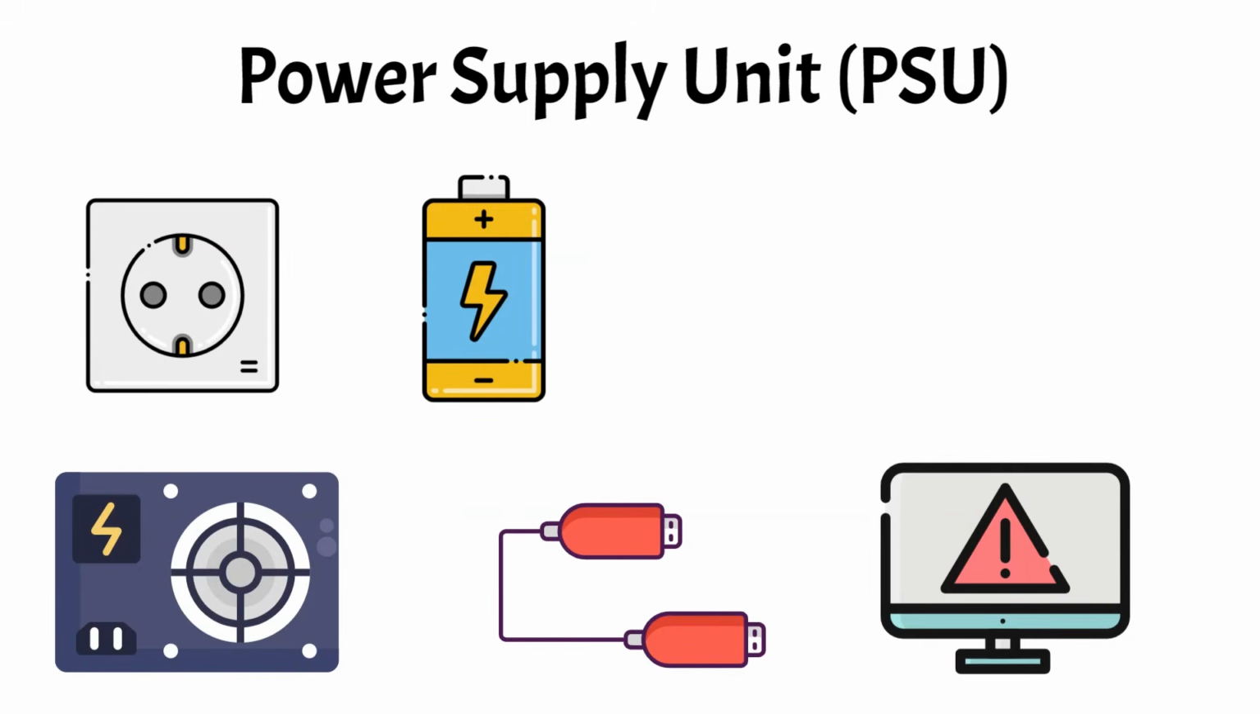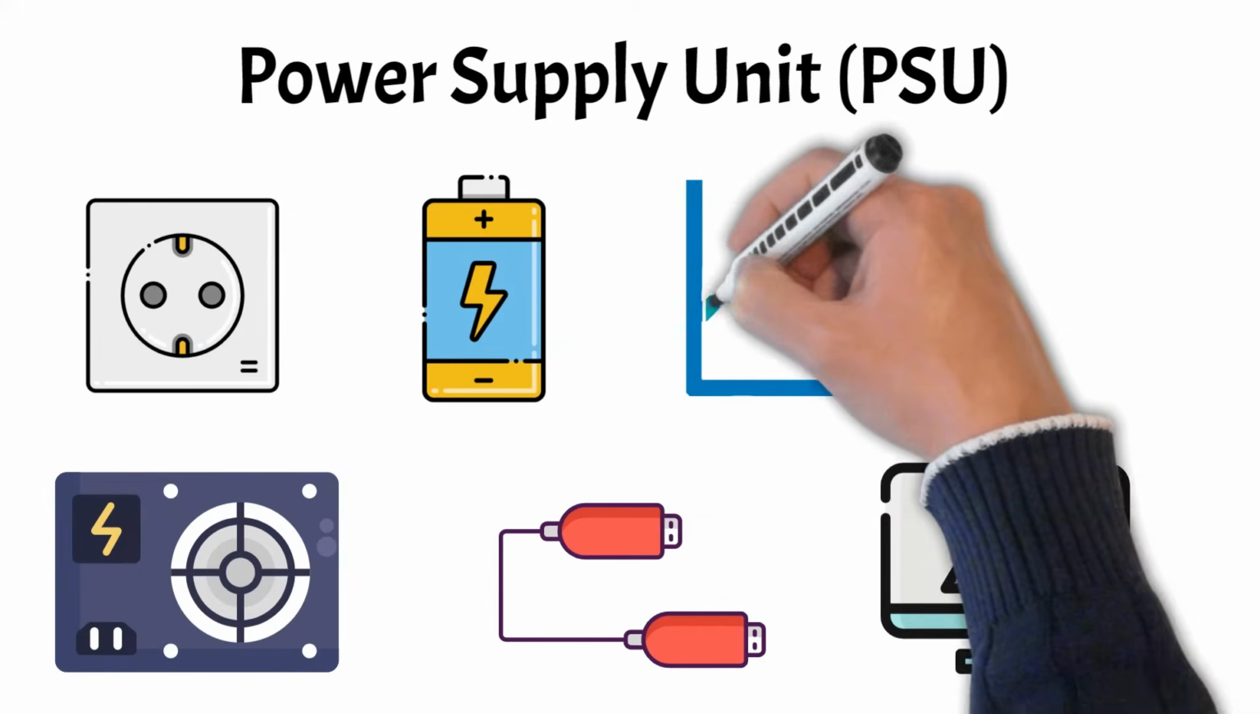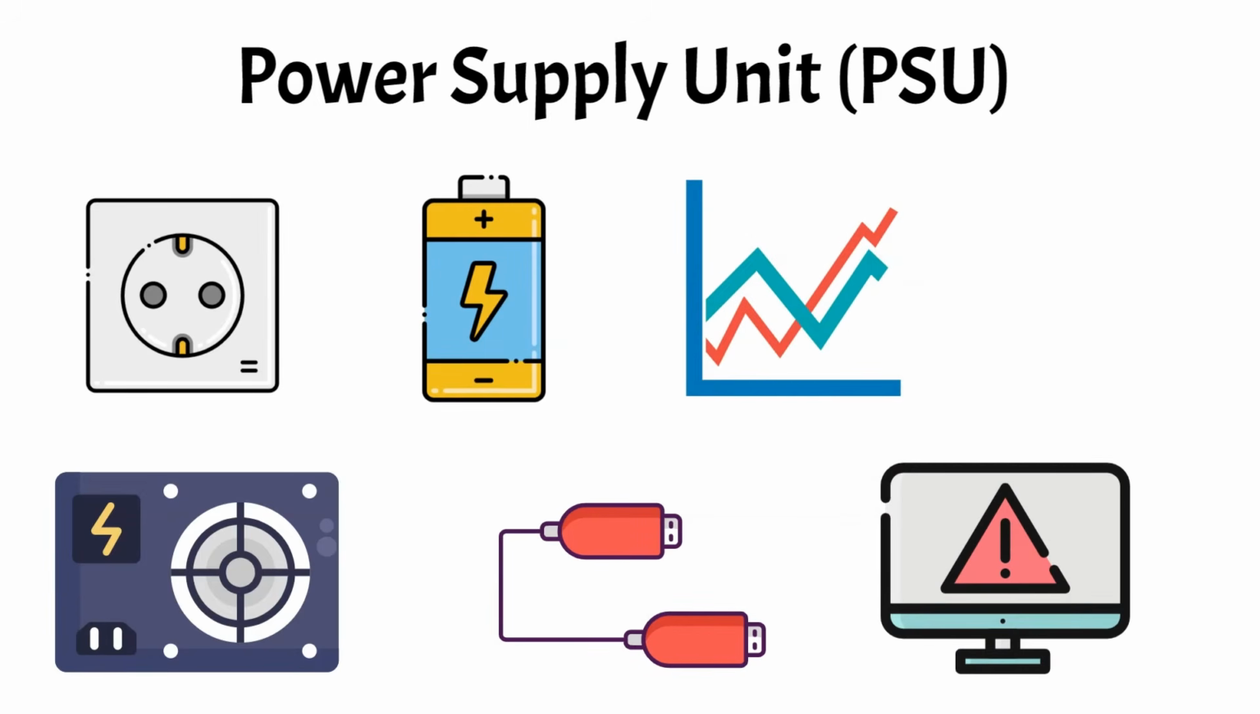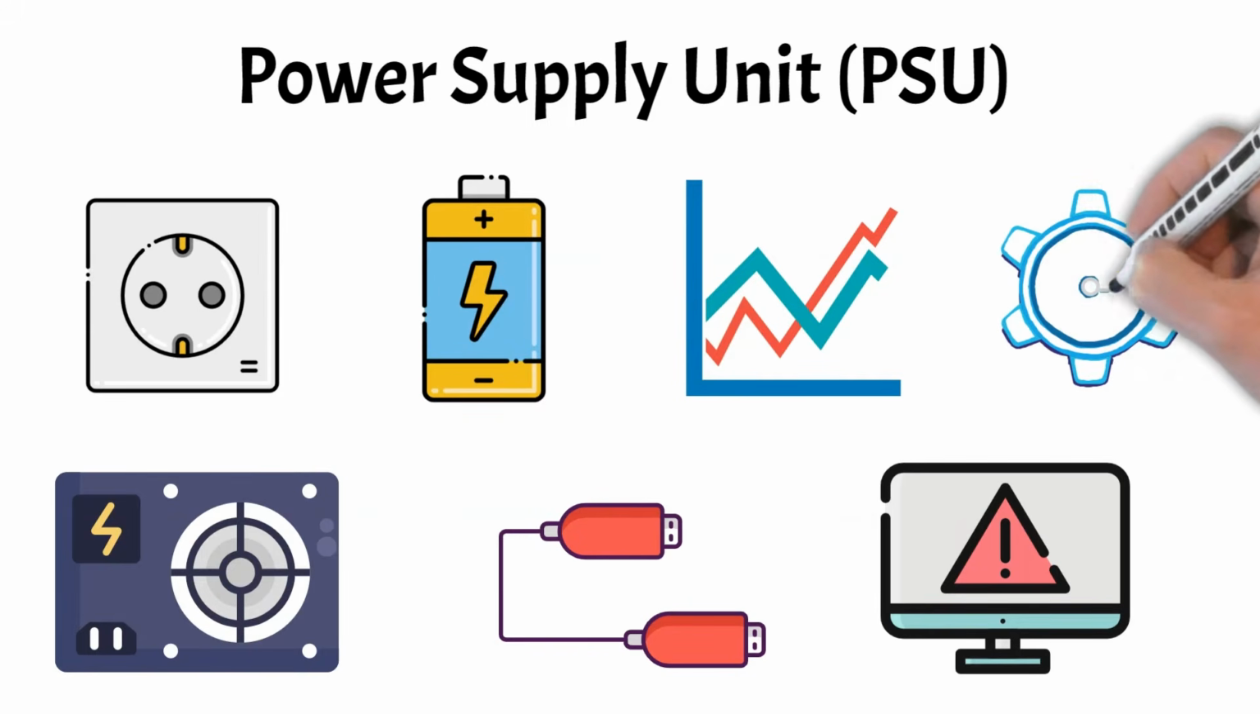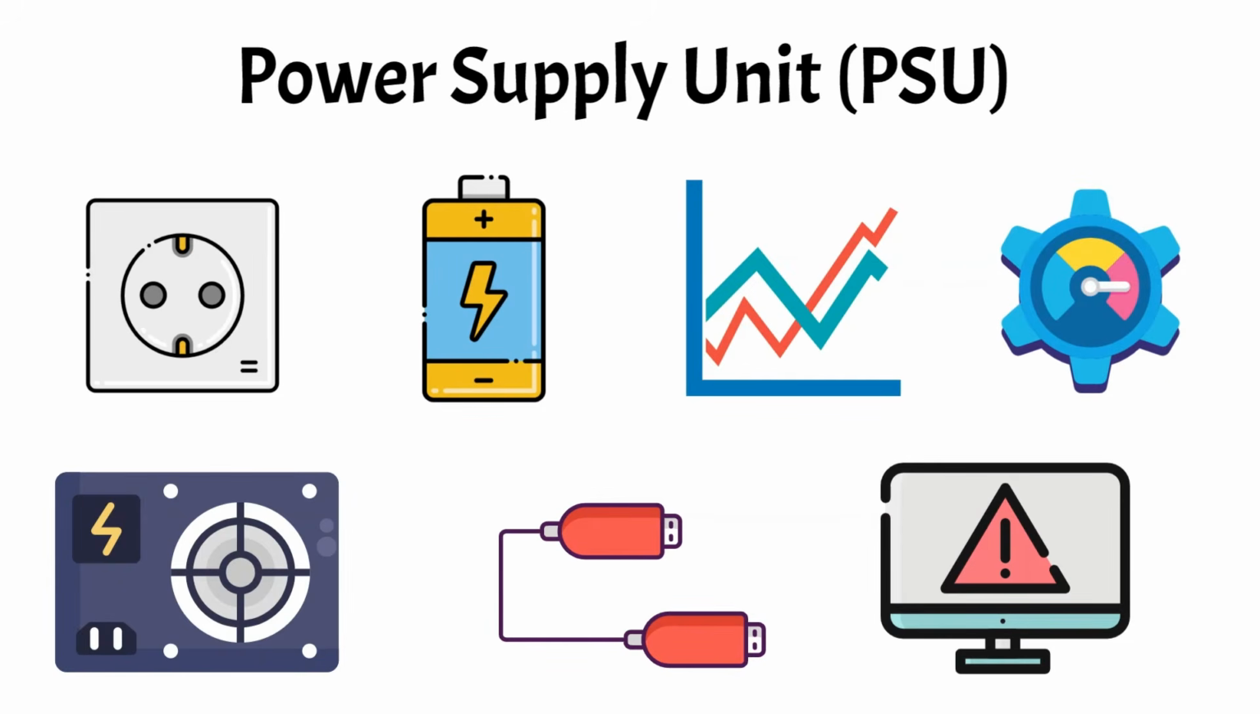Additionally, modern PSUs come with efficiency ratings such as 80+ certification, indicating how effectively they convert power and reduce energy waste, which can be an important consideration for both performance and energy consumption. Next, let's discuss the cooling system.